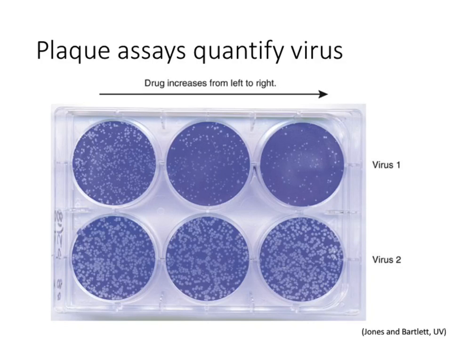You then stain this with a dye like methylene blue, which helps you visualize where those plaques are. And those plaques are those empty spaces where there are no cells.